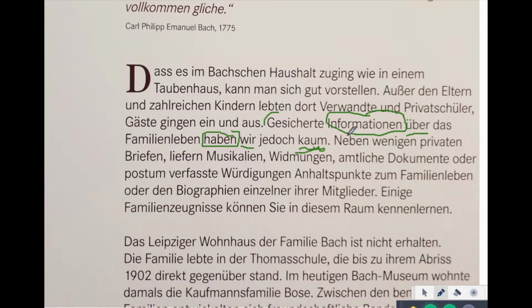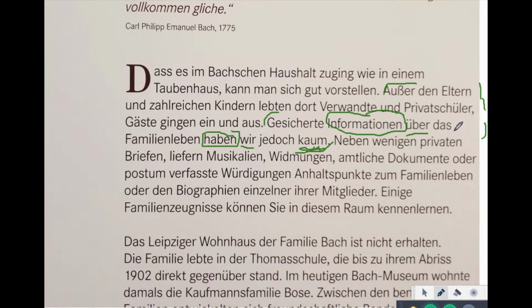However, good. I want you to do these two sentences from außer down to jedoch kaum, just those two slowly, so we can follow it again. Okay. In addition to the parents and numerous children, relatives and private pupils lived there, and guests, I guess, guests went in and out. Good. Keep going. We have, however, hardly any assured information about the family life. Great, very nicely done. So sometimes, once you've analyzed the sentence and you understand how it's structured, then to put it into idiomatic English, you sometimes will have to alter the order of the words, as Chad did there nicely.